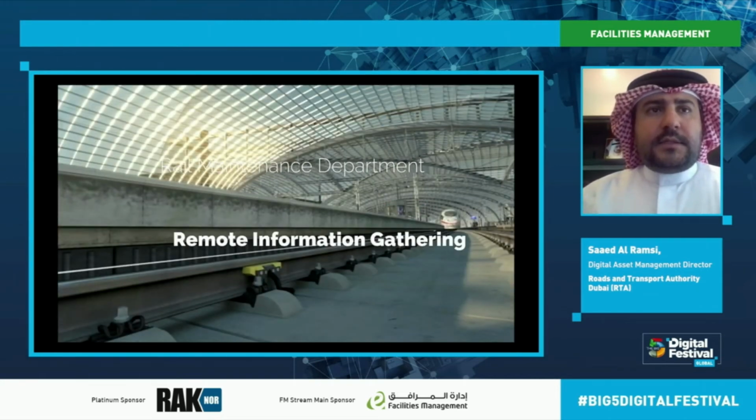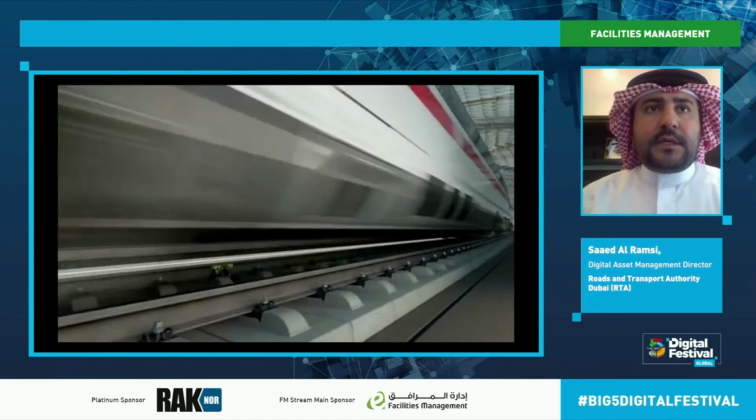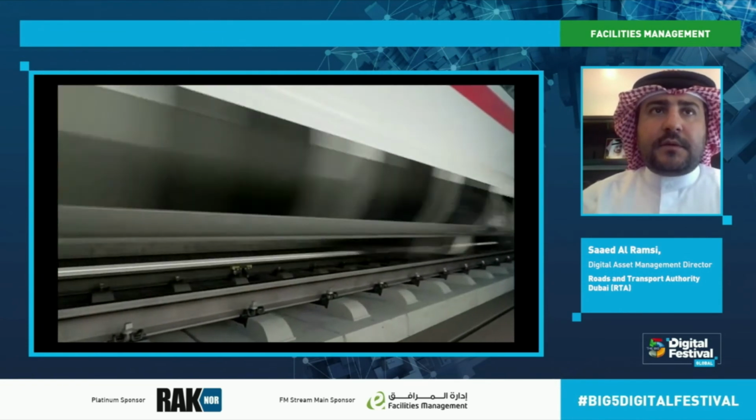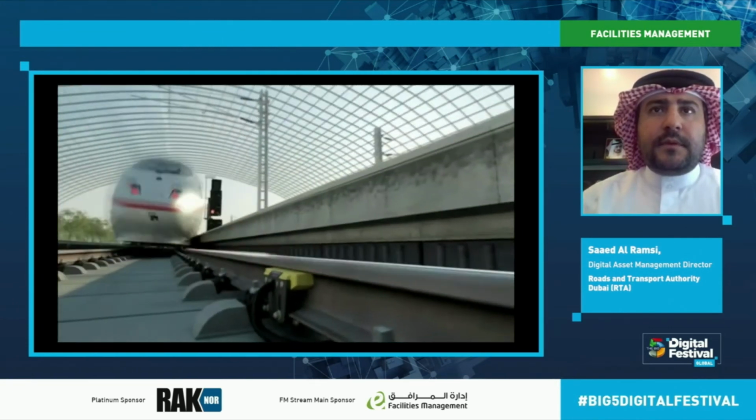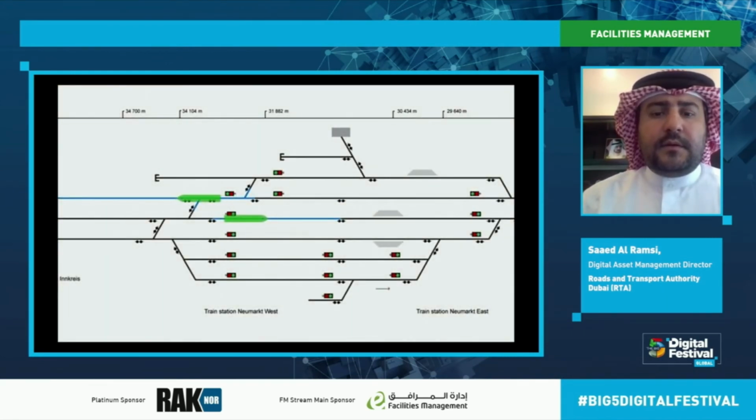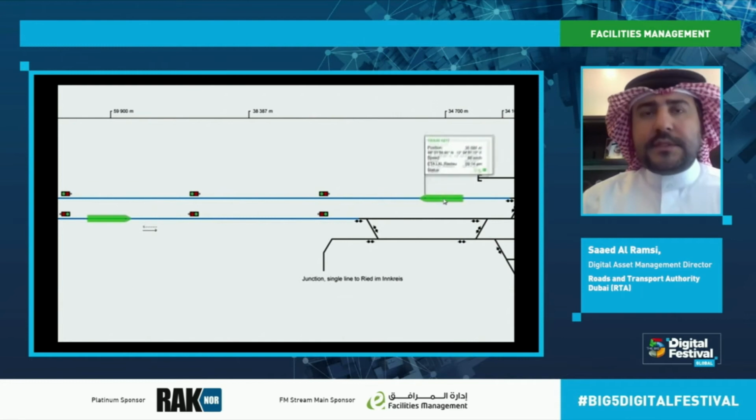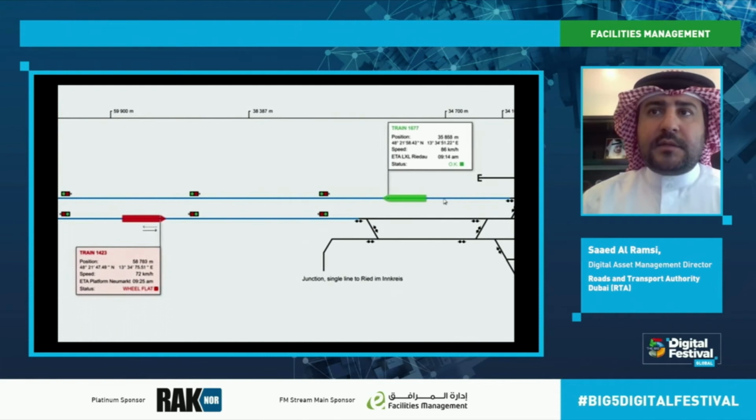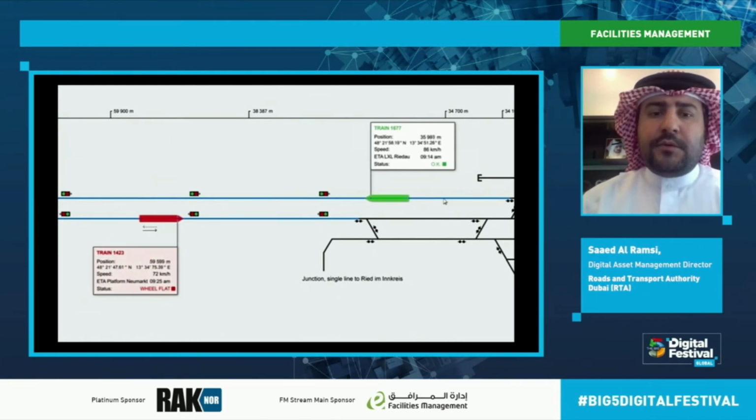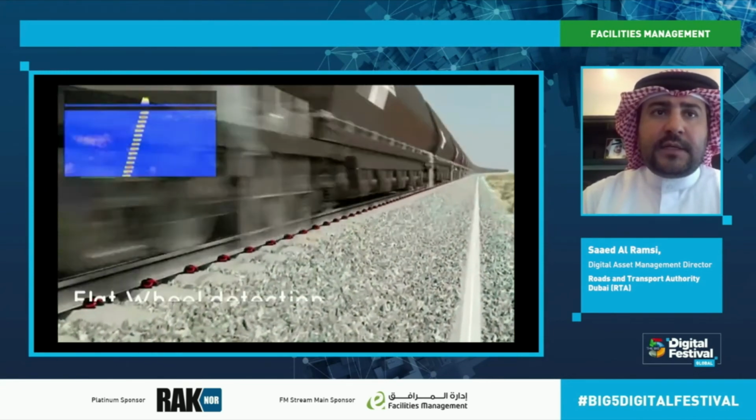Okay, let's go next. Yes, the video. This video is the construction progress inspection. Okay, and in this video, you can see the sensors that we are using, samples of using some sensors in remote and acoustic information gathering. So we are gathering all the information from these sensors, the rail track and rolling stock.